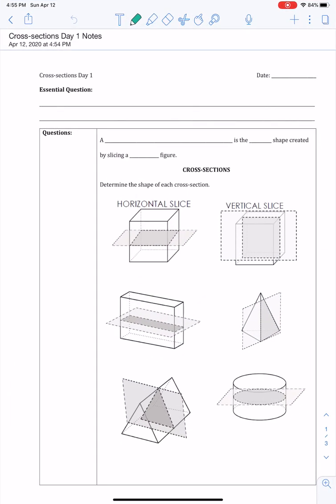Okay, today we're going to talk about cross sections. Cross sections are two-dimensional shapes after you have sliced into a three-dimensional shape. So our essential question today is, what shapes are the cross sections of 3D figures?